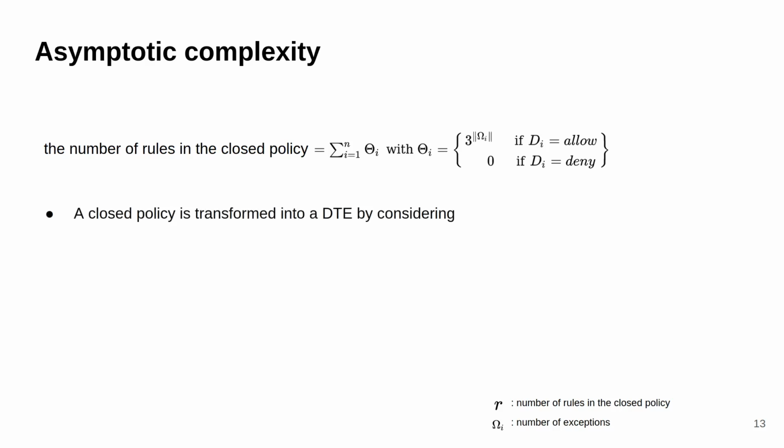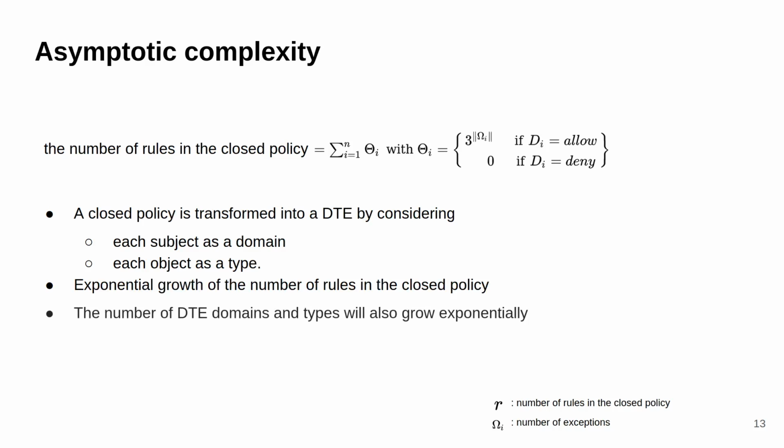A closed policy can be straightforwardly deployed in a DTO-based access control system by considering each subject of a rule as a DTO domain and each object as a DTO type. Hence, the number of DTO types and domains will also grow exponentially in the number of exceptions in the policy to be deployed. This will, on one side, increase the time needed for policy evaluation during access evaluation, which may impact the efficiency of the system over which the policy is deployed.